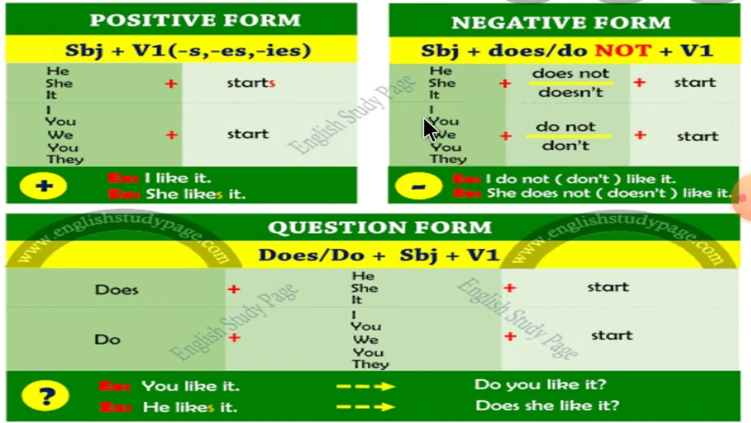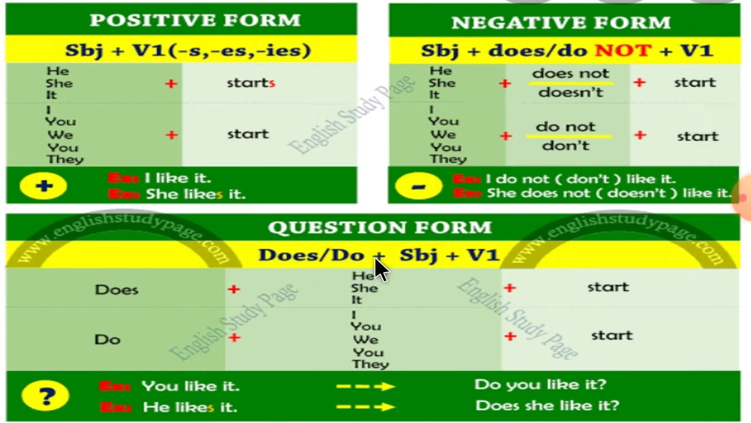So when you are making a negative sentence with the subject I, you, we, you or they, you have to use do not or the short form don't, and the verb will remain as it is. So let's see the example. I do not like it, or you can use don't. I don't like it. Then next is she does not like it, or the short form doesn't. She doesn't like it.